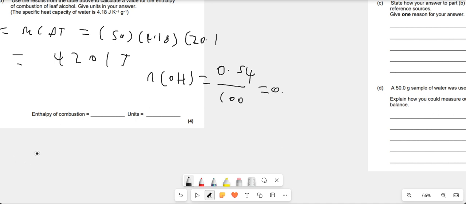Take that value you found earlier. To find delta H here, you need to find Q over that. So do 4201 divided by 0.0054, and that's going to give you the joules per mole, which is 778,000.